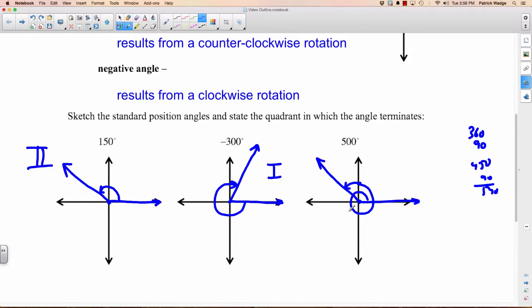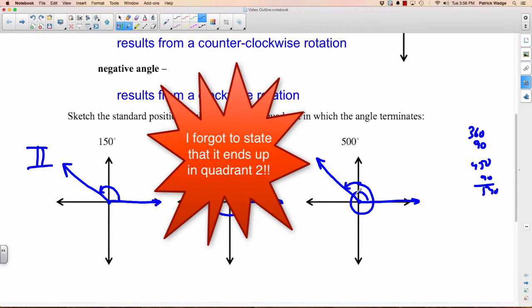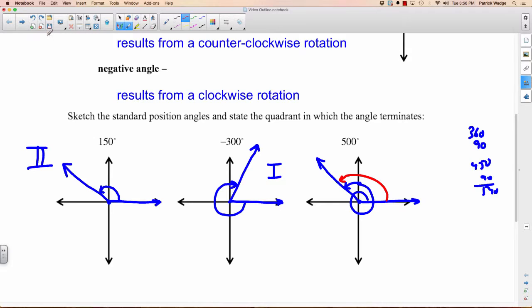Yes, you have to draw it going around all the way and then continuing on. You couldn't just draw this and call that a 500 degree angle. That's not 500 degrees. That's 140 degrees, I believe. Those are called coterminal angles because they end up with the same terminal side. But we don't need to worry about that in this course.